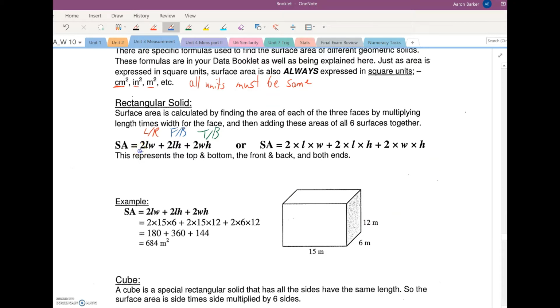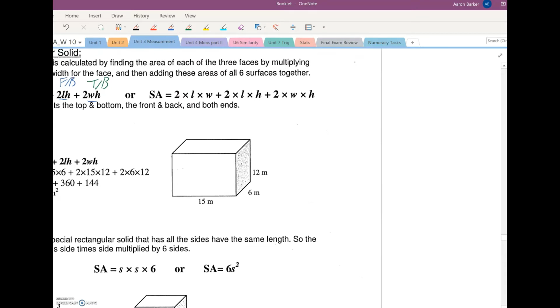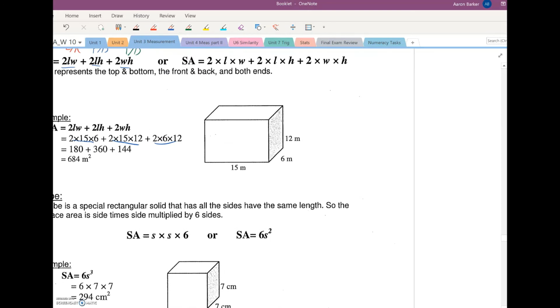So I don't like to use this formula. I just like to find left, right, top, bottom, front, and back. So they are doing this formula where they find all the pieces and add them up. I am doing the exact same thing, but I'm arranging it differently. So I will go left and the right.